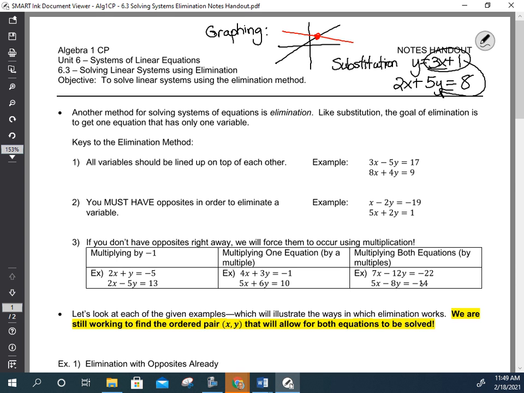The last of the three methods is called elimination. Elimination means exactly what it sounds like. We're going to eliminate a variable. We're going to get rid of one of the variables so that we can solve out the problem. Now, there are a few keys to the elimination method.